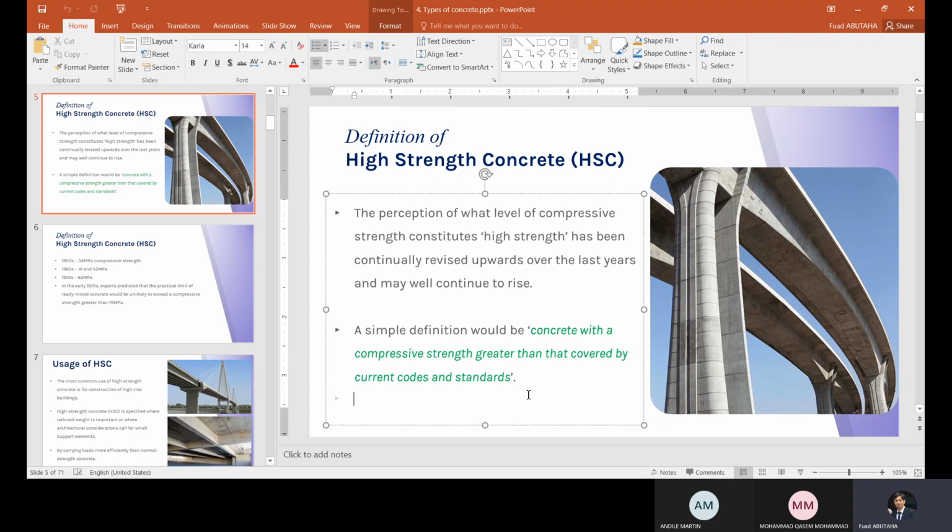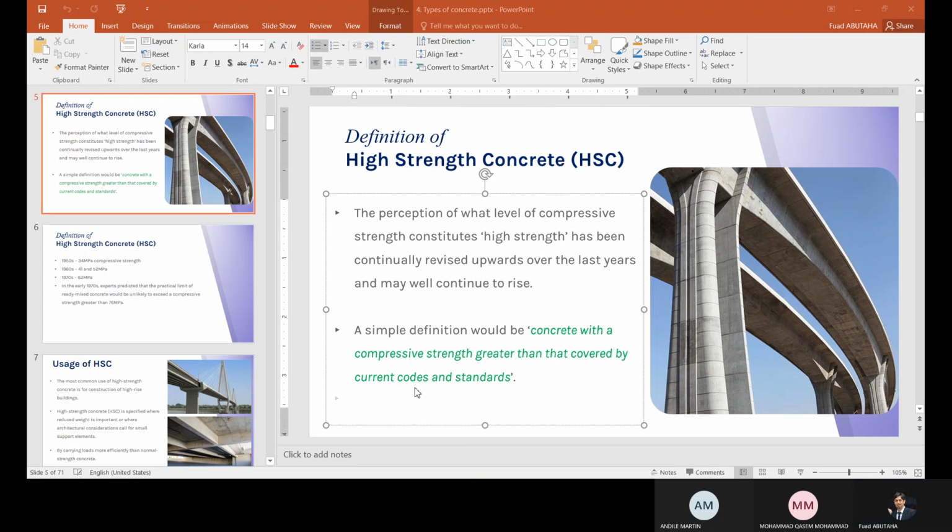So we have mix one and mix two. If we compare both of them together, which one will give higher compressive strength? So I need to listen from you. So we have mix one and we have mix two. Again, we have mix one and mix two.